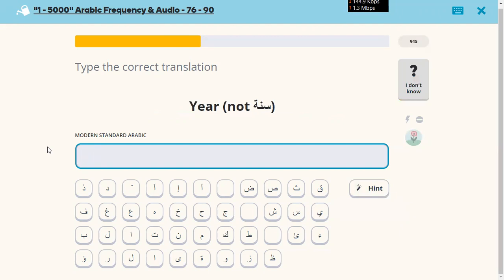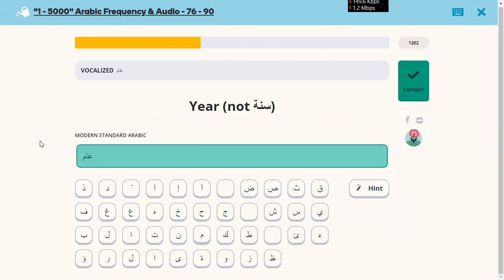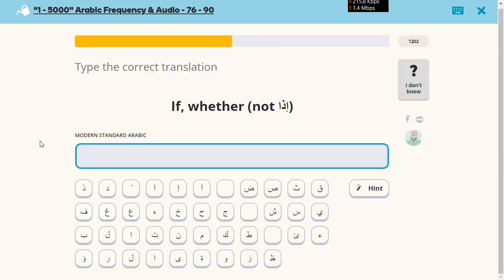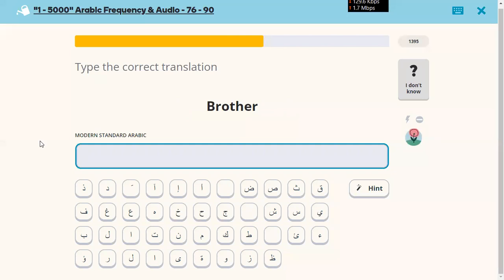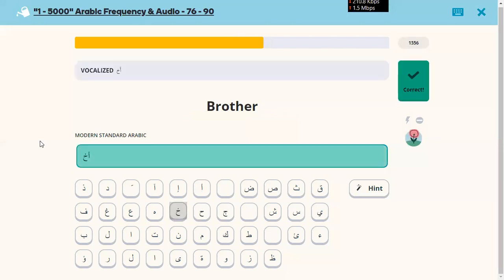Year Sana. I don't remember this. Sana. He's saying not Sana. Samadharma. No. Ama. Am. Tama. Anyone? If weather is Tam. If weather is. Anyone can answer. Brother Aki. Akhwan. Ikhwa.